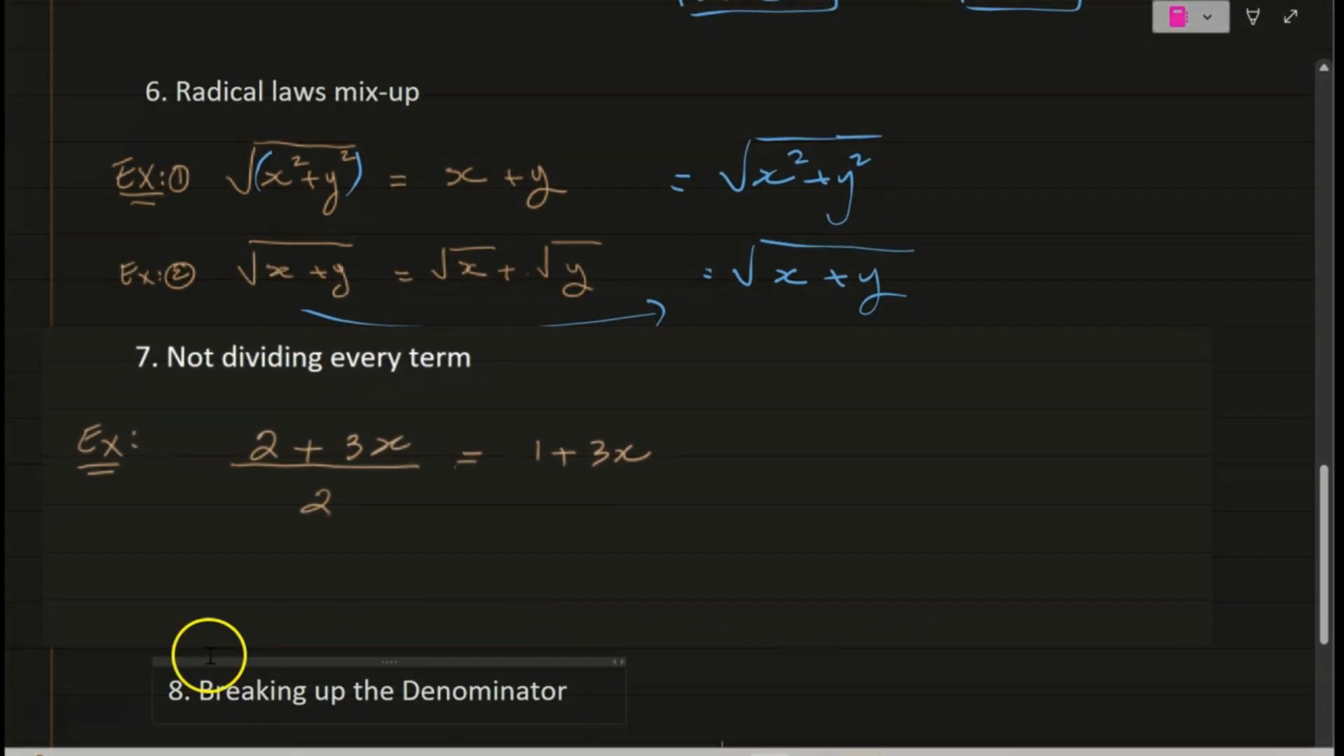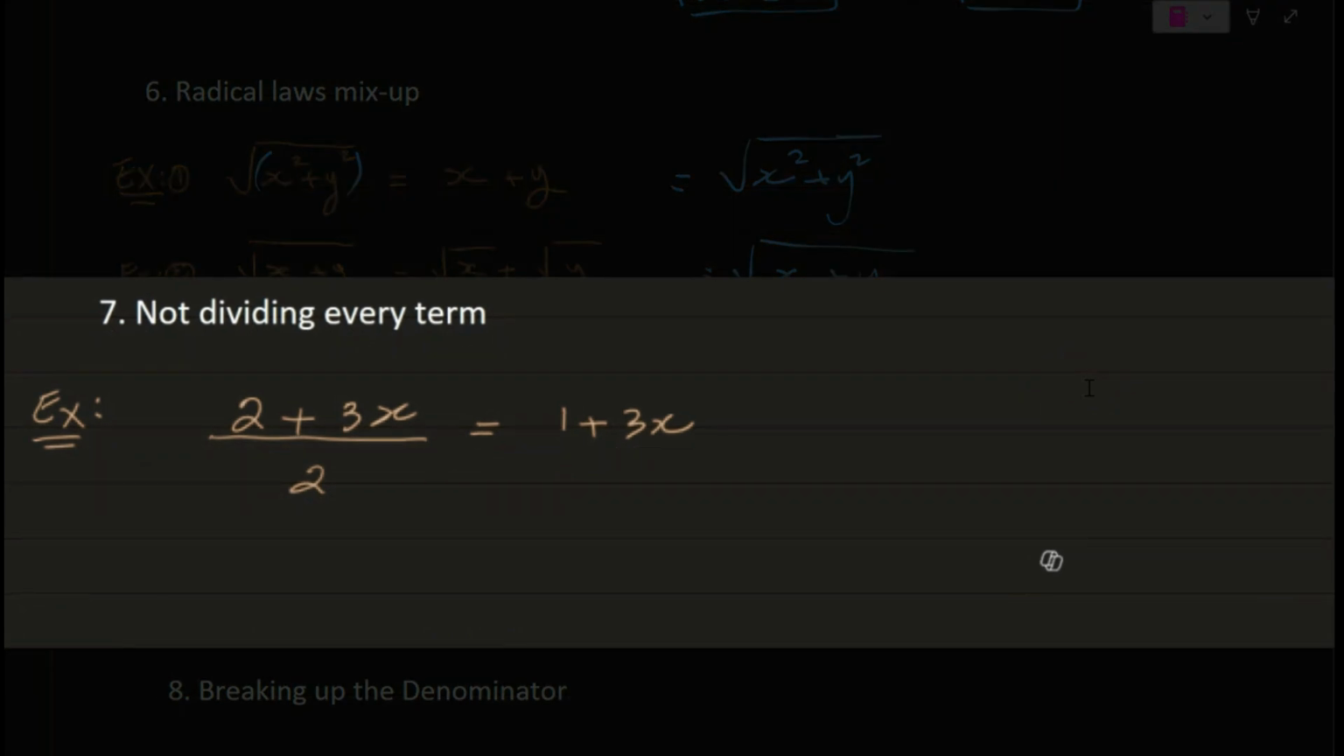Well, in this case, we have this example, 2 plus 3x over 2. So what happens is that some students go like this: 2 divided by 2 is 1, and then 3x.